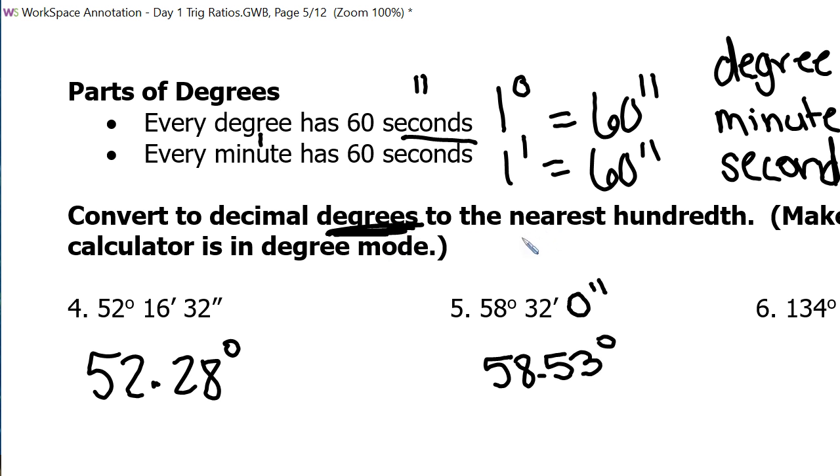Now I want you to type in the rest of this section. So I want you to do 6 through 10, and we'll check your answers here in just a minute.